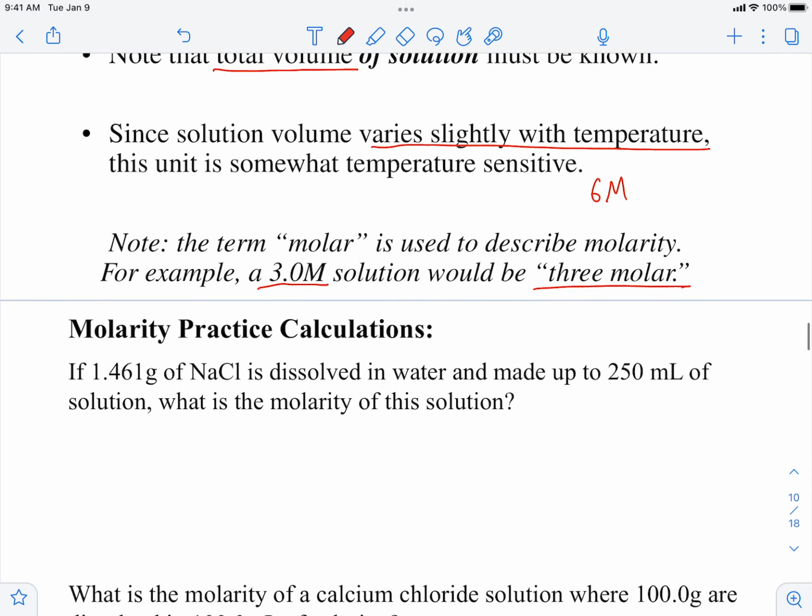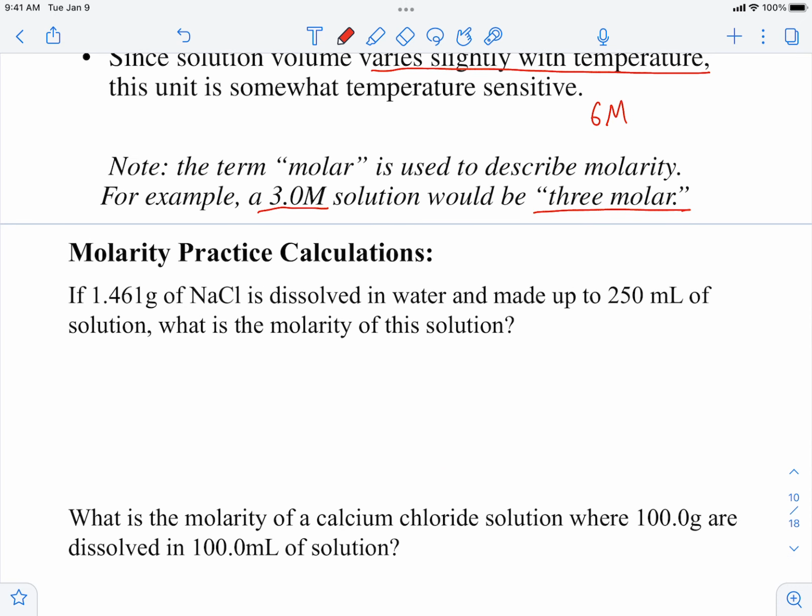Okay. So let's try this first problem here. If 1.461 grams of sodium chloride is dissolved in water and made up to 250 milliliters of solution, so this is our volume, what is the molarity of the solution? Okay, so generally, it's easiest if you start by writing the equation and rearranging it for what you're looking for. In this case, they're asking for molarity, so we just take the base equation and we make sure that we have both of those variables in their right units.